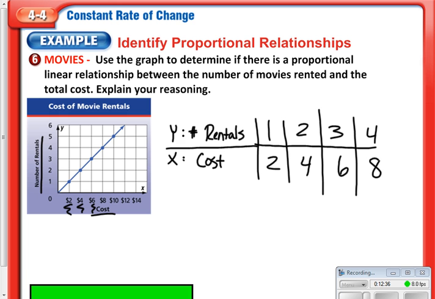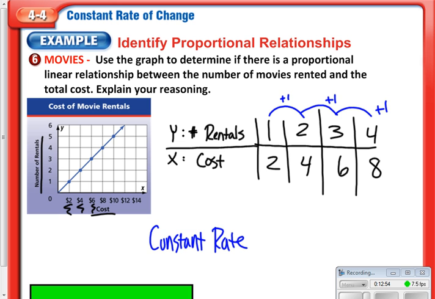The next thing I'm going to go ahead and figure out is my constant rate. I know it has a constant rate because it is linear. And that constant rate, looking at this, well, here we go. Constant rate, up 1. 2 to 3, up 1. 3 to 4, up 1. Cost, 2 to 4, 2, 4 to 6, 2, 2. So it has that constant rate of change. That constant rate of change being change in y is 1 over change in x, 2. So basically what that is telling you, it is 1 rental per $2. So there's my constant rate.